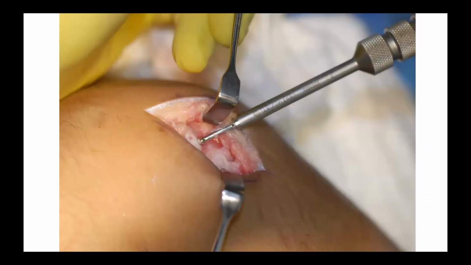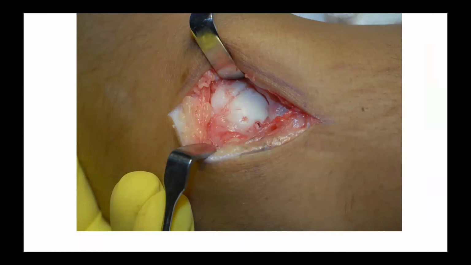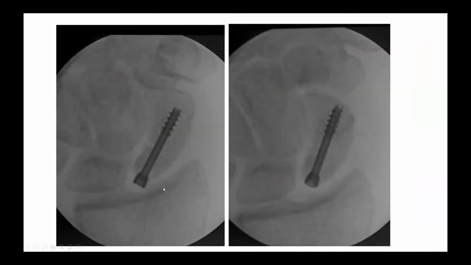That's measuring and then placing the screw. And making sure that it's below the chondral surface. And here's your image per se.